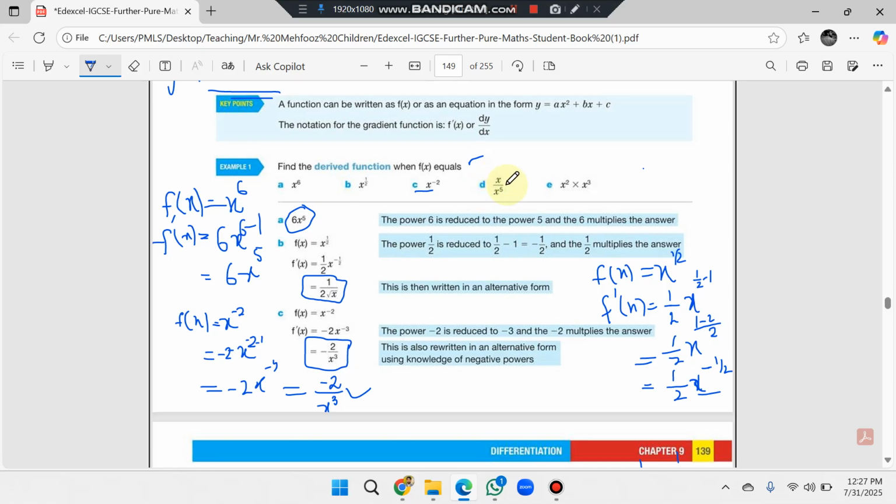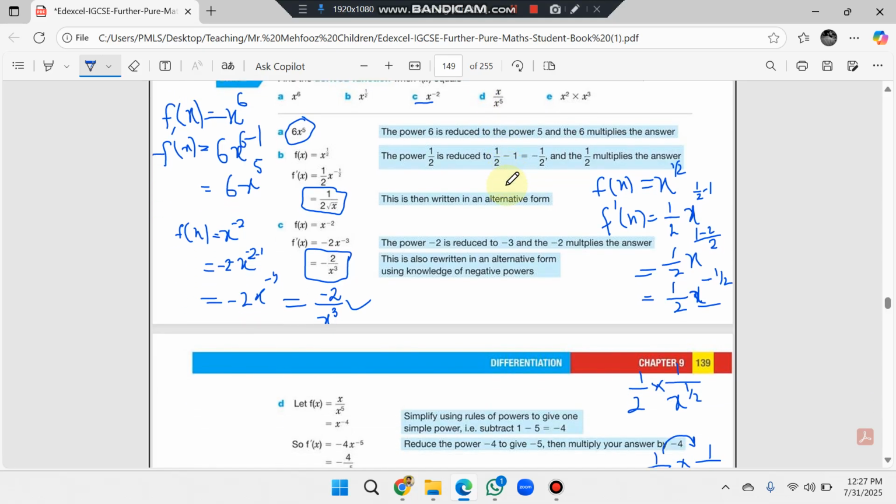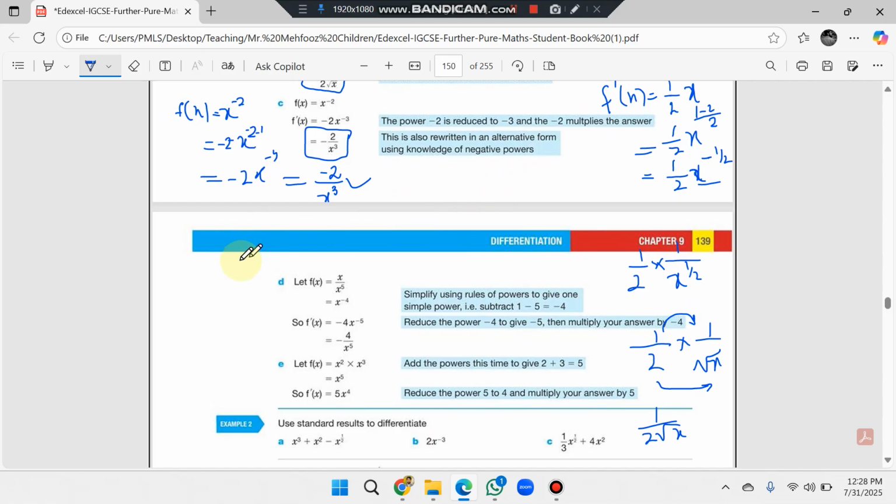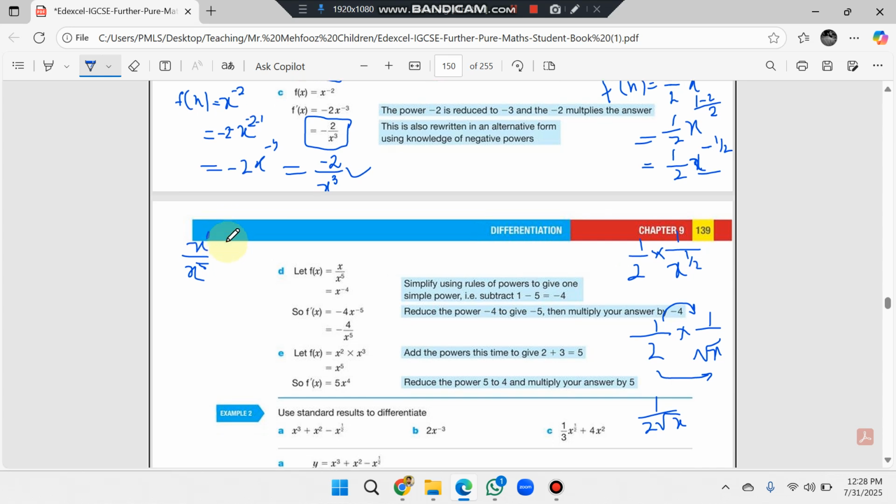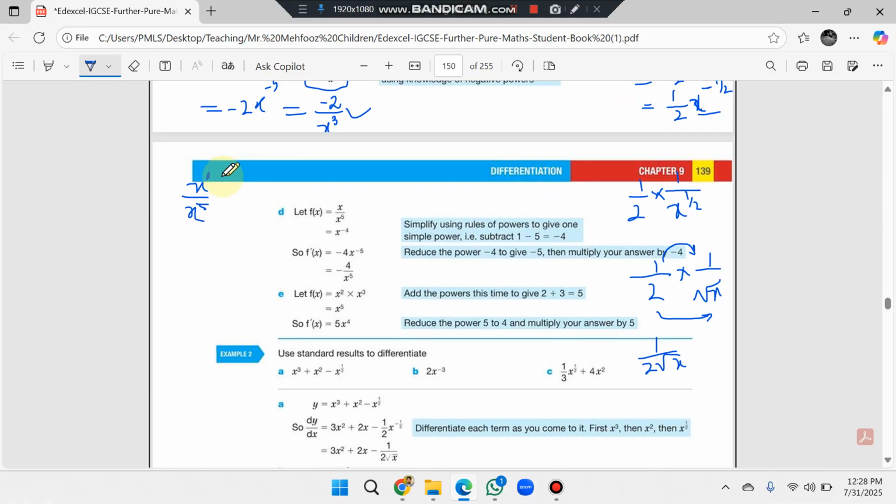Next is x over x raised to the power 5. So first of all we can simplify it. How? X over x raised to the power 5. So here we don't have any power of x. We can write it as its power will be 1, right? So now you can see that both terms are dividing each other and the bases are the same. So powers can be subtracted. So it will become x raised to the power 1 minus 5. So your answer will be x raised to the power minus 4. Understand or not?